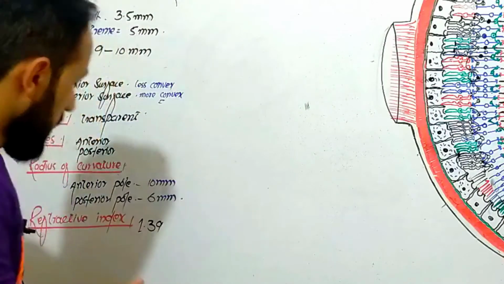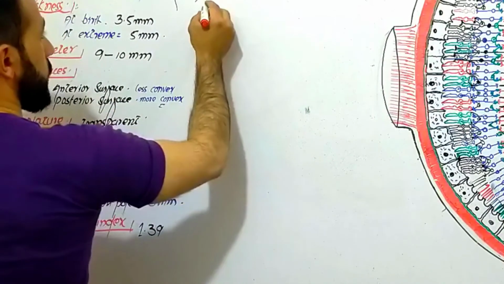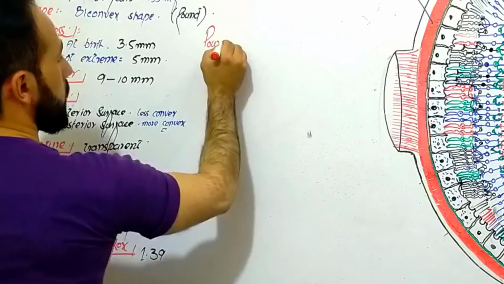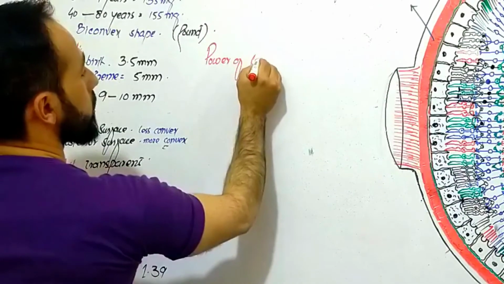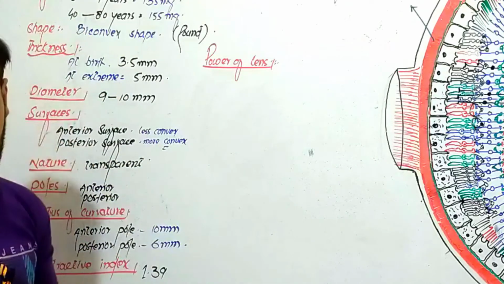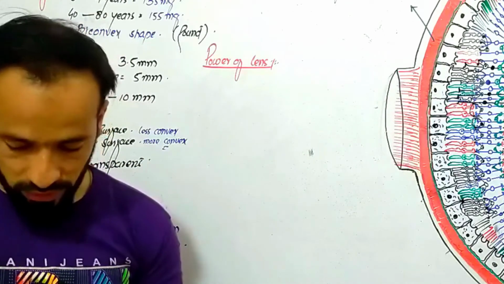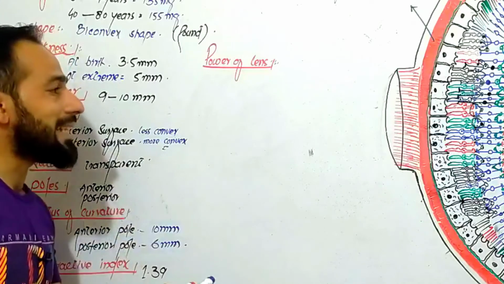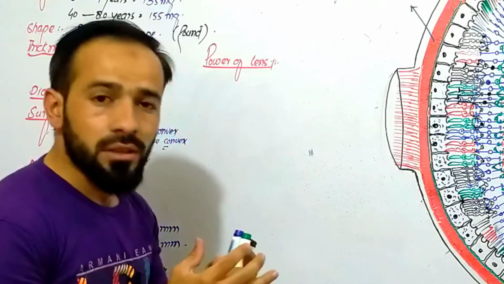Look, the next important point about the lens is the power of the lens. What does it mean by power? What is power? Power of the lens means how much the lens can converge the light rays.